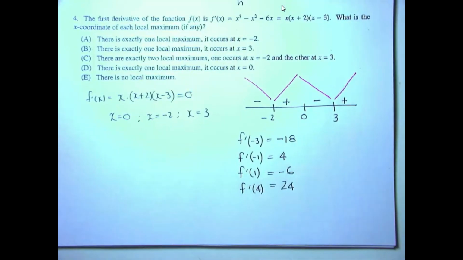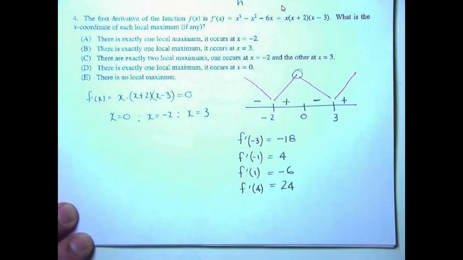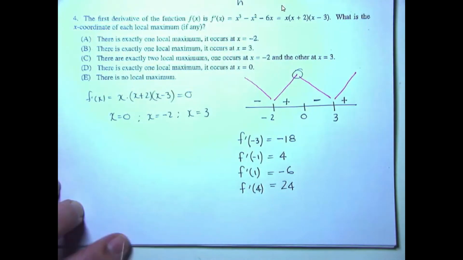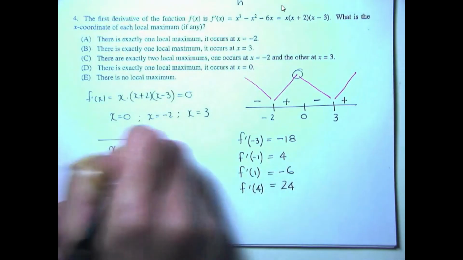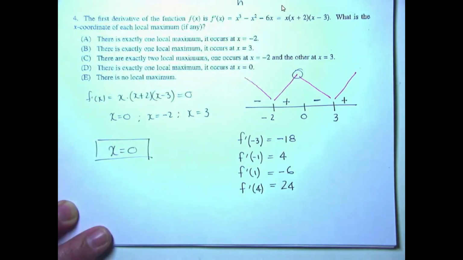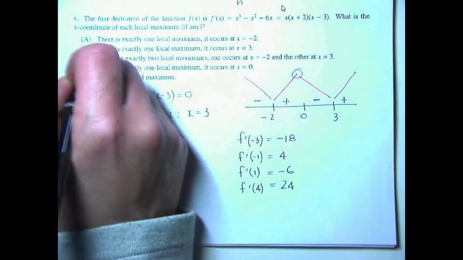So can you read off of this? Do we have a local max? Yes, we have one local max right there. So the local max occurs where x is equal to 0. This is my local max. All right? So answer here, there's exactly one local max. It occurs at x equal to 0. Answer D.